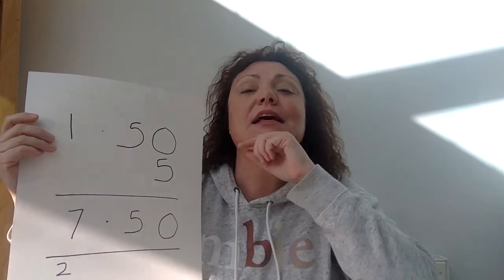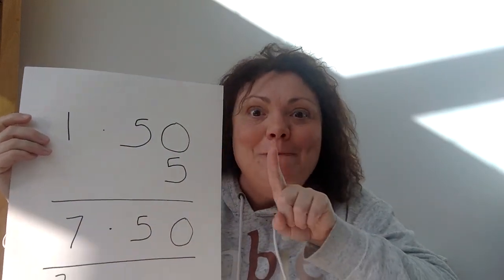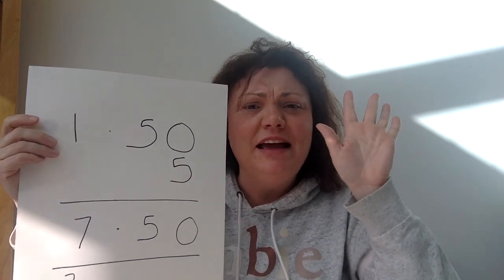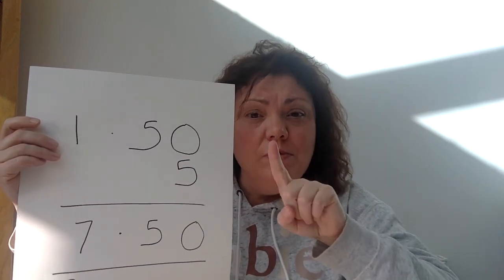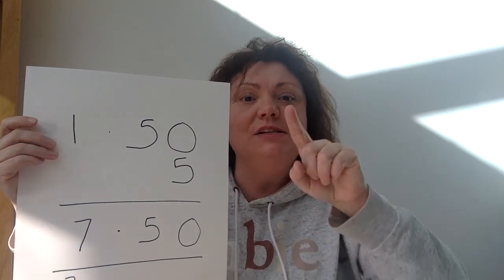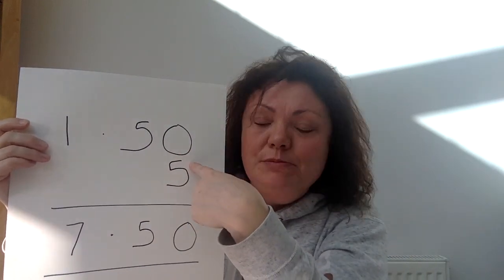And we carry that 2. And then 1 times 5 is 5, plus the 2 is 7. Notice I have not mentioned the decimal point because I'm ignoring it. I don't want to see it for now. But what we are going to do now is count how many places that decimal point is.